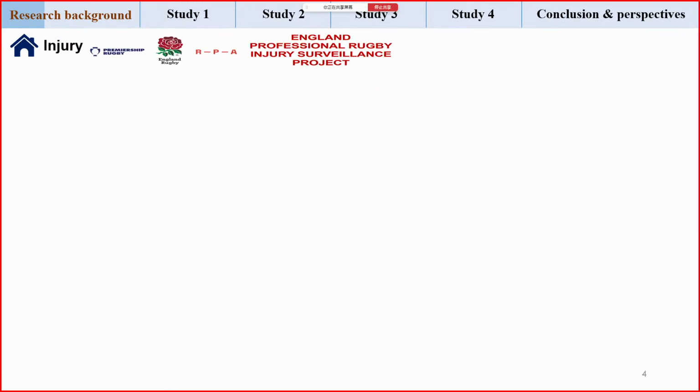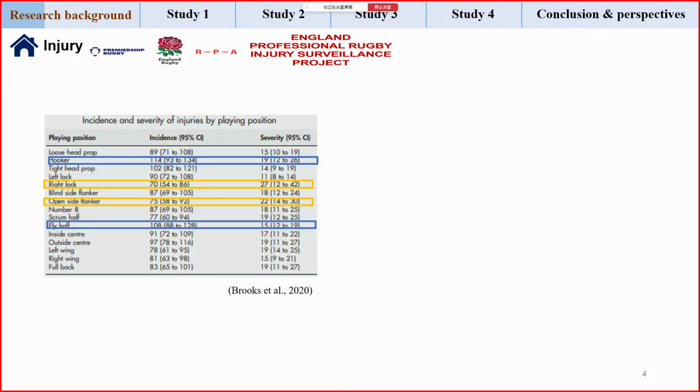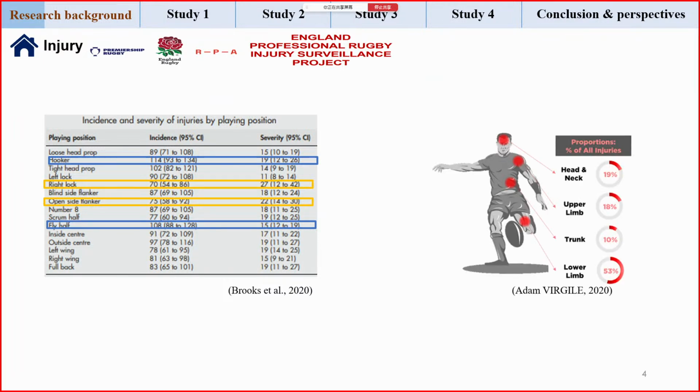Now let's focus on the player injuries. This table shows the incidence and severity of injuries by playing position in English professional rugby. Hooker and fly half had the highest incidence of injury. And lock and openside flankers experienced injury with the greatest severity. Regarding distribution of injury locations, lower limb injuries accounted for the highest proportion, reaching 53%.